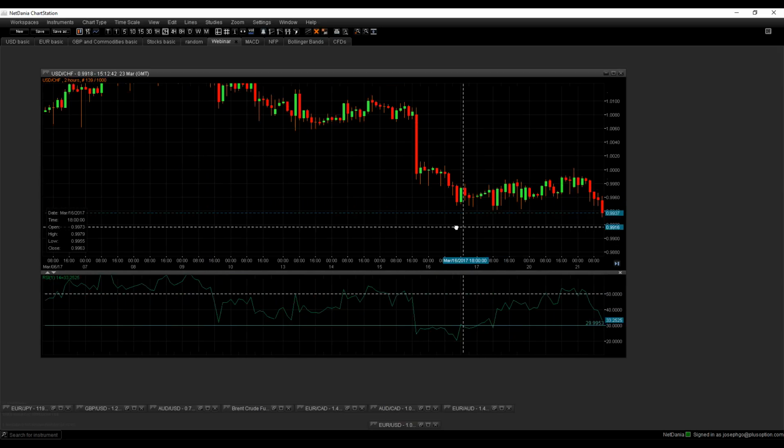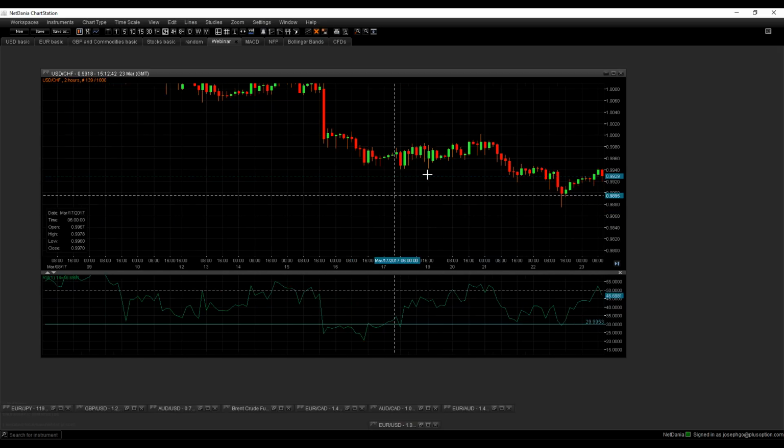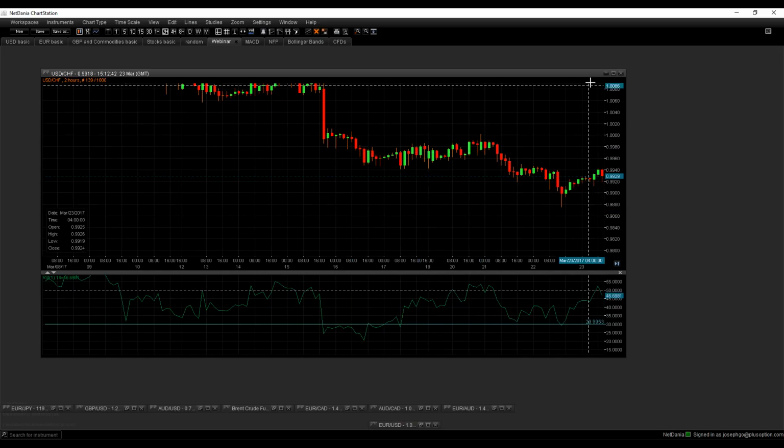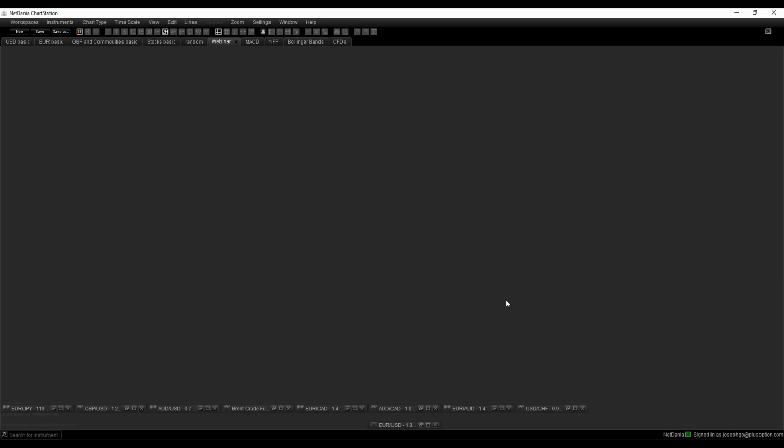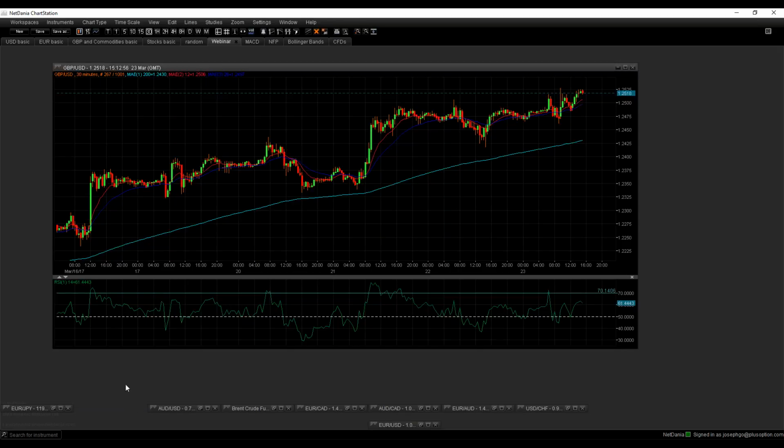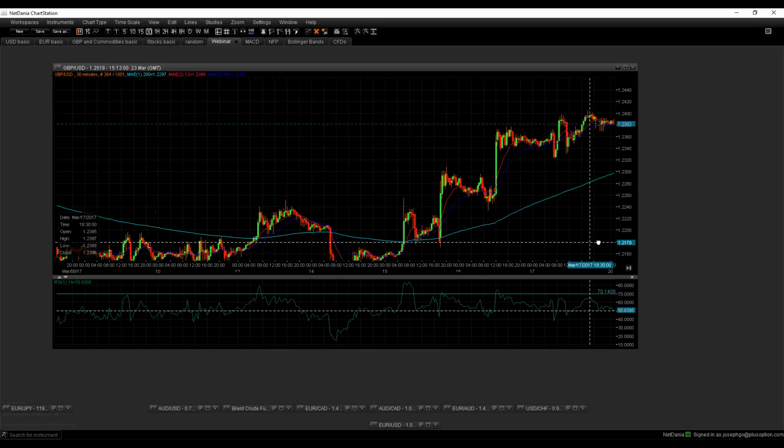So let's look at one more example in the other direction, because we can also use the RSI at the 70 mark. So let's open up a different asset and rewind.